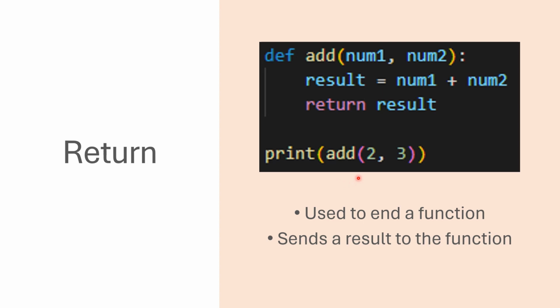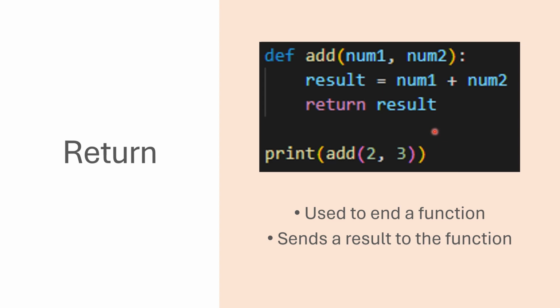So let's wrap our head around this. Num1 is 2 and num2 is 3. Result equals 2 plus 3. Return result, so return 5 onto this. So print 5. Do you get me? Do you get my thinking?